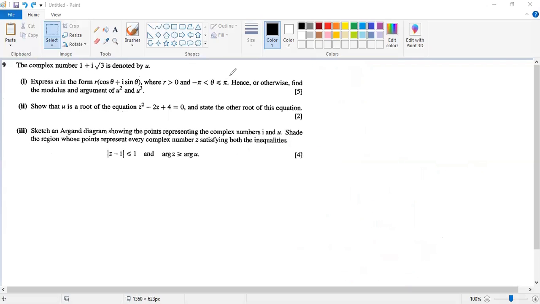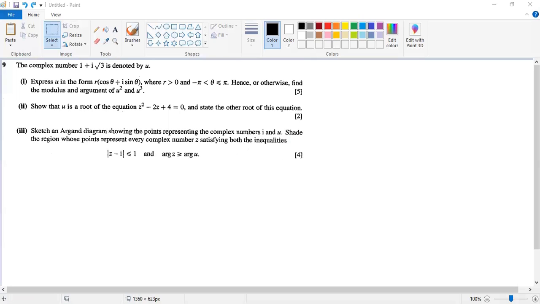Okay, now they say sketch an Argand diagram. An Argand diagram is the fancy word for what you do in coordinate geometry with x and y, but now with the y-axis replaced with the imaginary axis. Show the points representing the complex numbers i and u, and then shade the region whose points represent every complex number z satisfying both the inequalities.